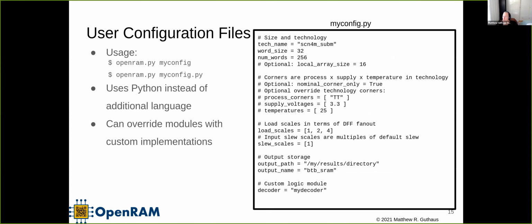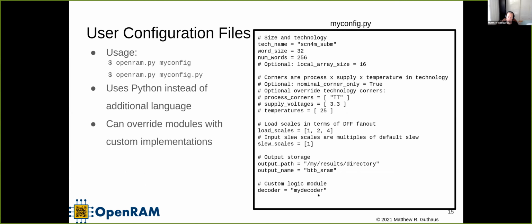For configuration files, we just use Python for the designers to tell us what kind of options you want for the memory and also what corners and scenarios to characterize. You can set things like number of words, size of the word, the local subbank size or subarray size, the process corner, and the loads and slews to characterize for the stuff that goes into the lib file. And then you can also override the custom modules in here.